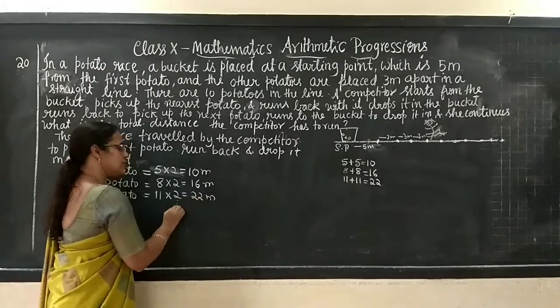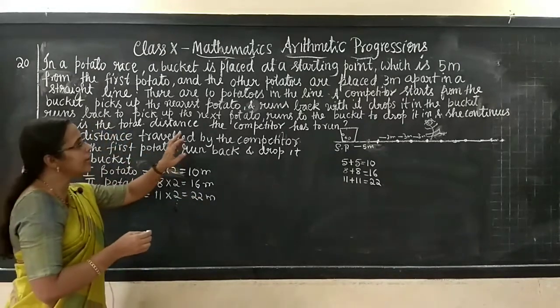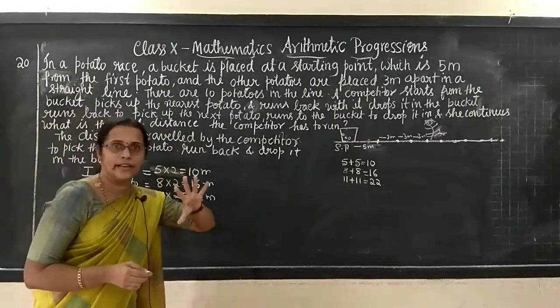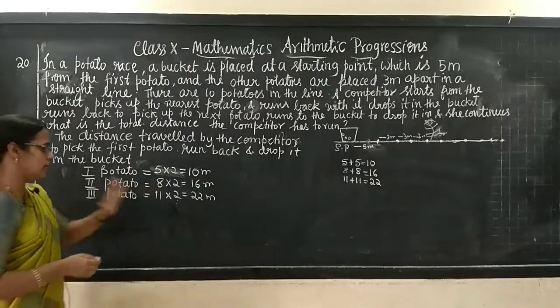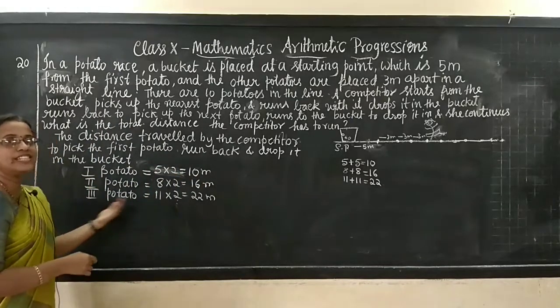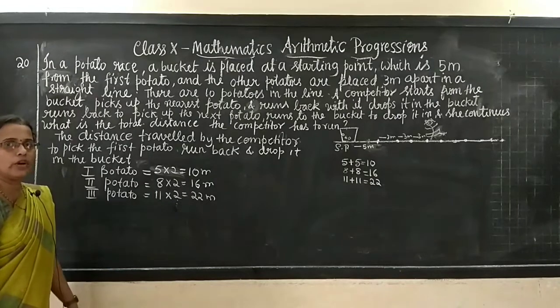Like this it continues, children. Well, how many potatoes are there? Totally there are 10 potatoes. Total potatoes 10 are there. So how many times she has to run here? So what is the 10 times potato to pick? What is the total distance she is moving? We have to find out.